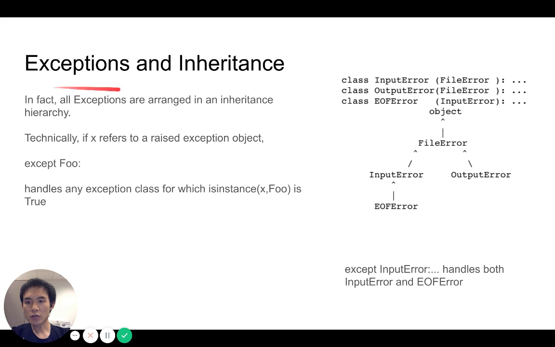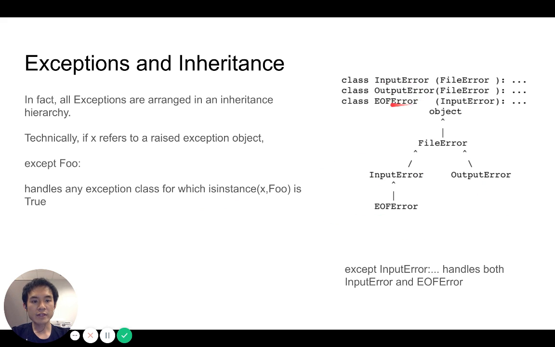Also here we talk about exceptions and inheritance. In fact, all exceptions are arranged in an inheritance hierarchy. Technically, if X refers to a raised exception object, the except statement handles any exception class for which isinstance(X, class) is true. So for example, here we have this inheritance tree.